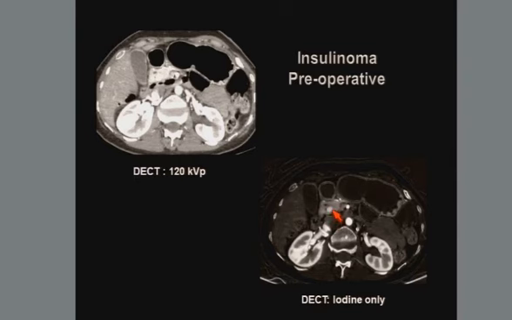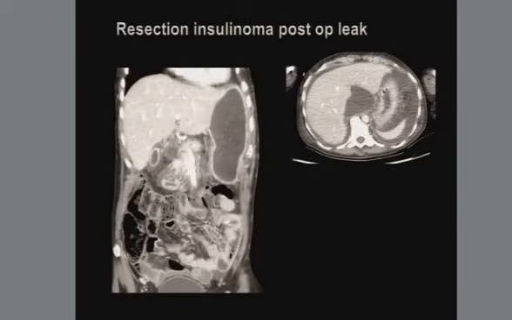This is the so-called iodine-only image, which shows very nicely this vividly enhancing mass in the pancreatic head, which of course is going to be an islet cell tumor of the pancreas. Looks like a straightforward resection, but post-operatively this person looked like this.